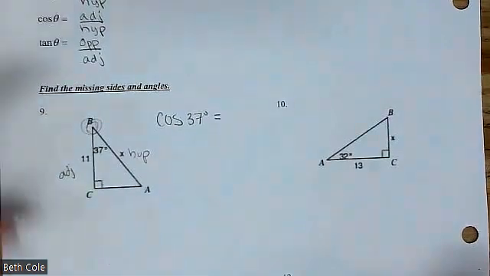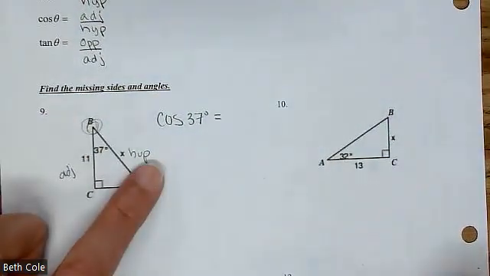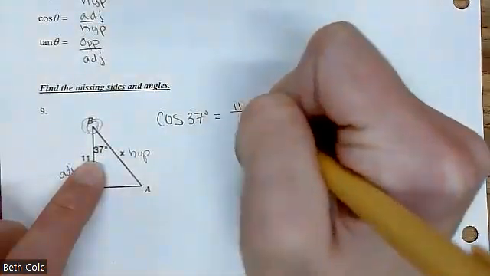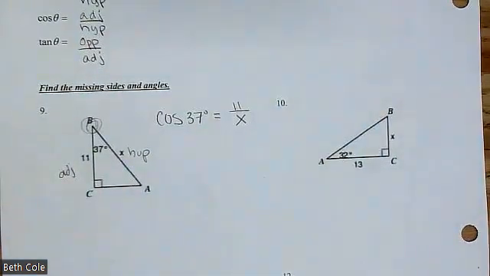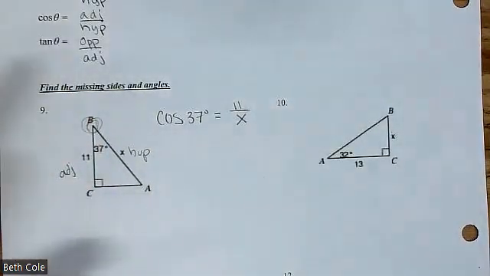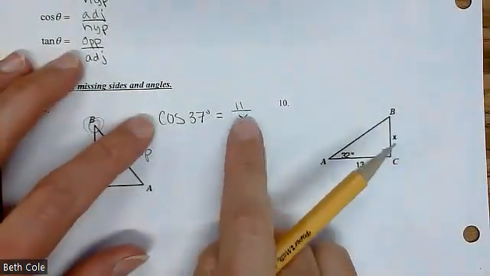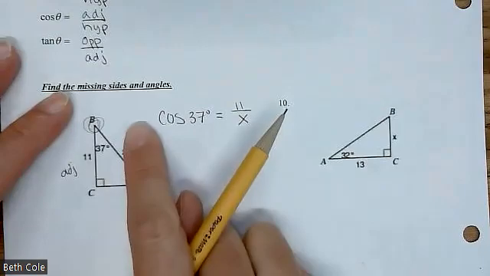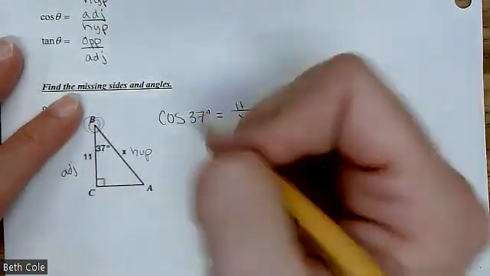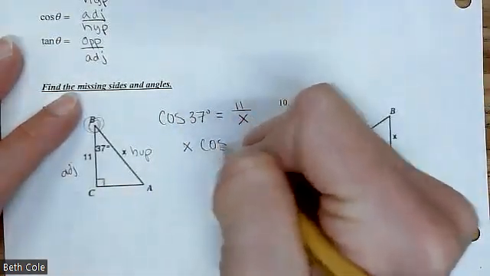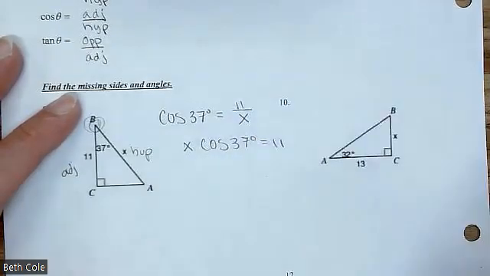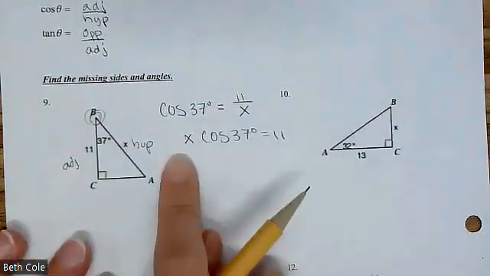Cosine 37 equals adjacent over hypotenuse. So it would be 11 over x. Now you have to solve for the x. The problem is it's in the denominator. So what you would do is, and I'm going to go through these steps one time. After this, I'm going to expect you to just type it in the calculator. You would multiply the x to the other side. So you would have x times cosine 37.